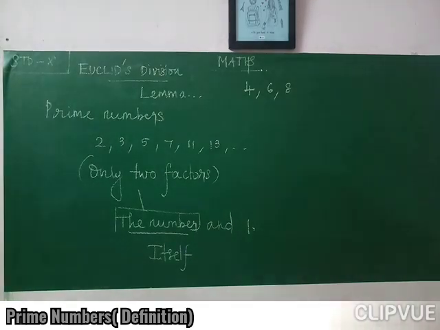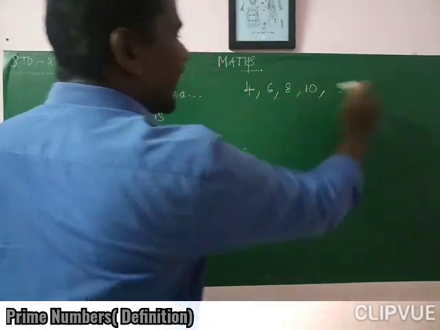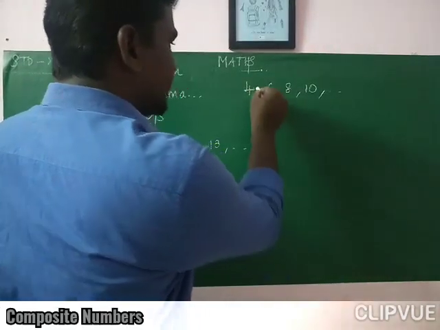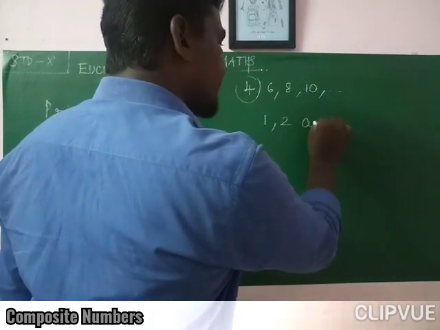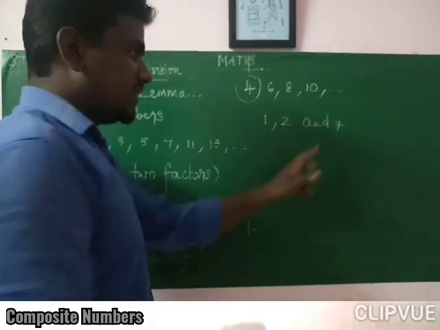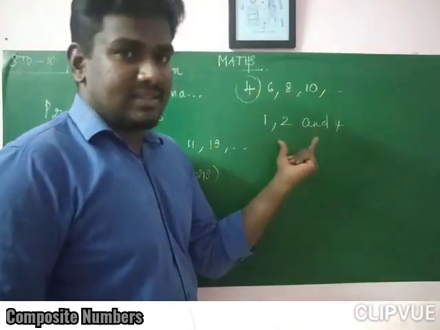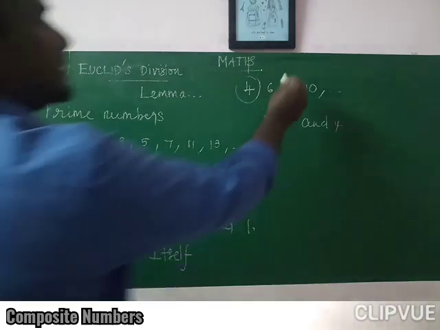Next, composite numbers: 4, 6, 8, 10. They have more than 2 factors. What are the factors? The number 4 can be divided by 1, 2 and 4, which is itself. So 1, 2 and 4, there are 3 factors. If a number has more than 2 factors, it is called a composite number.